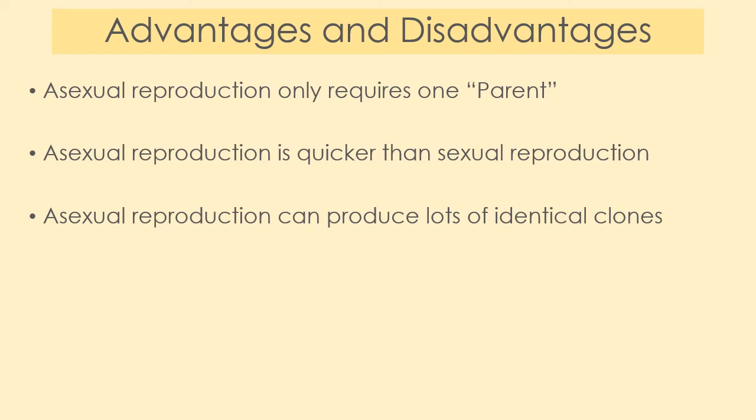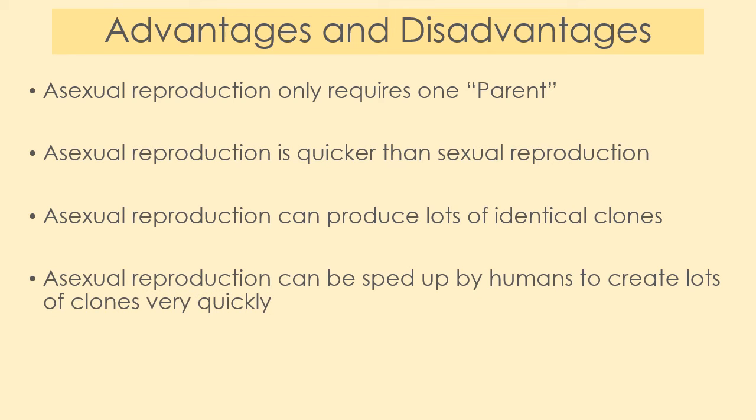And this can be an advantage or a disadvantage. It's an advantage if the conditions are favourable. However, if the conditions are not favourable or a disease passes through, then all of the offspring and all of the organisms that are clones, identical, will be affected the same way. Another advantage of asexual reproduction is that we can speed it up. And we can do this to produce lots of clones very, very quickly, and this can enable us to produce large amounts of food in a short time.